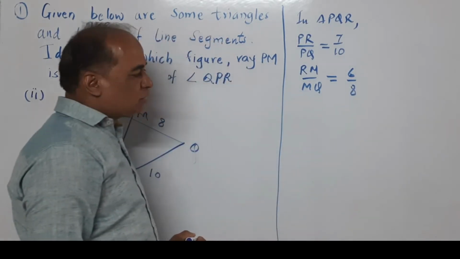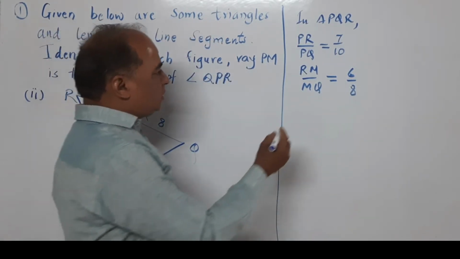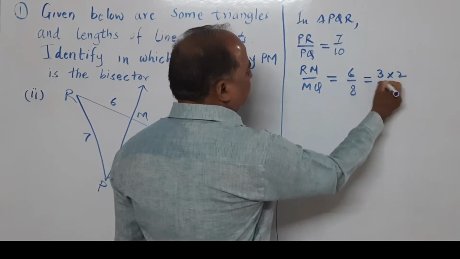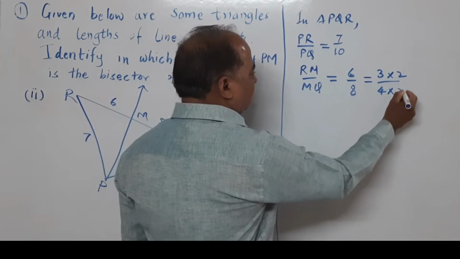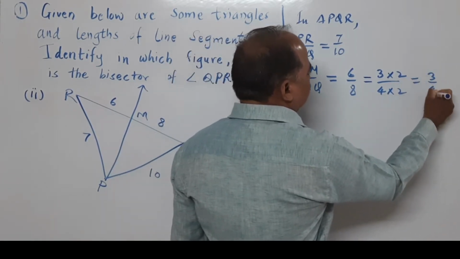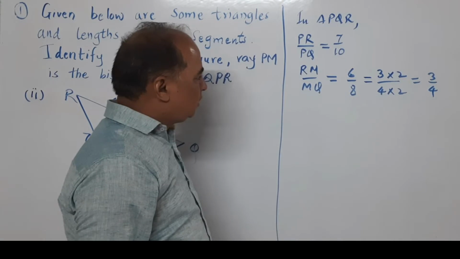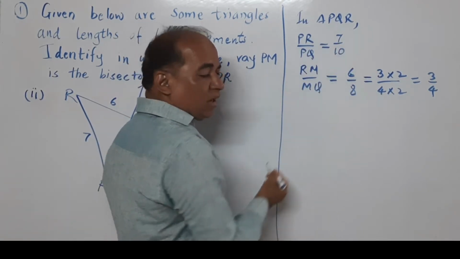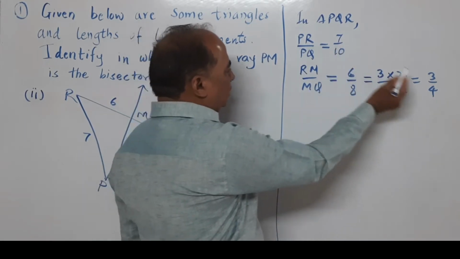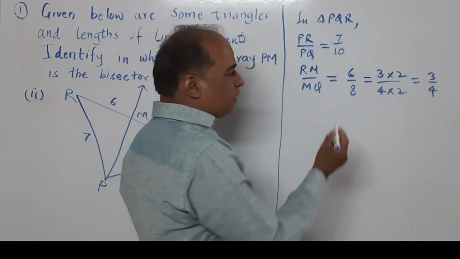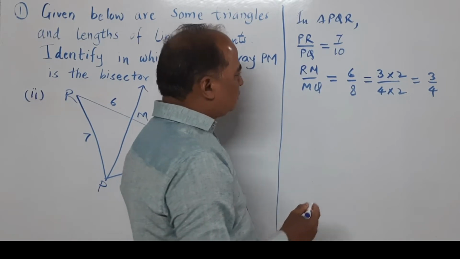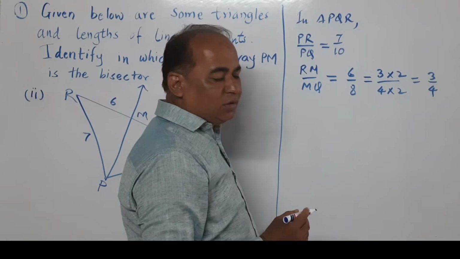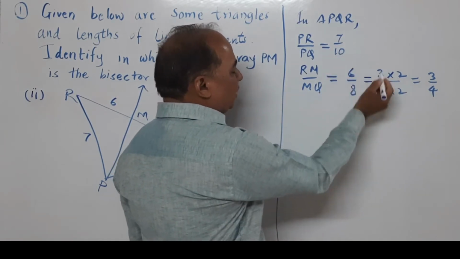Now the second ratio we can reduce to the lowest form. We can write 3 twos are 6 and 4 twos are 8, so 2 will get cancelled. The ratio will be 3 upon 4. Now we see the ratio PR upon PQ and RM upon MQ are not equal. If you give a common multiple to either of these ratios, they won't become equal.